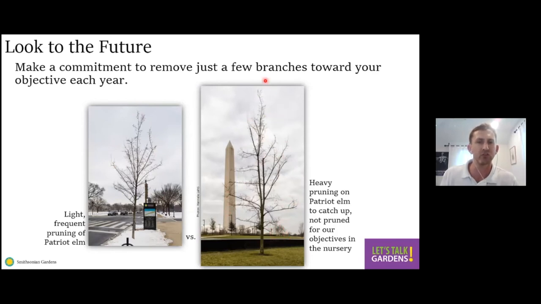If we had pruned this tree, or if the nursery had pruned this tree, with sort of looking into the future, it would have been a lot easier on the tree long term, but we certainly made the determination that it was an acceptable cost to bear, make some heavy cuts on this tree so it would be better off later on.